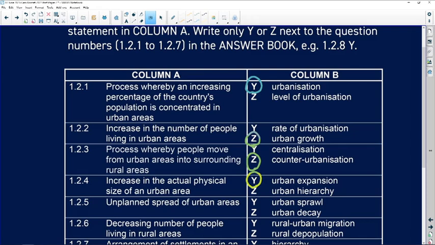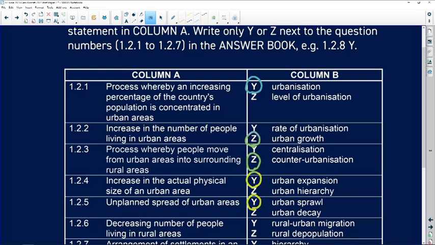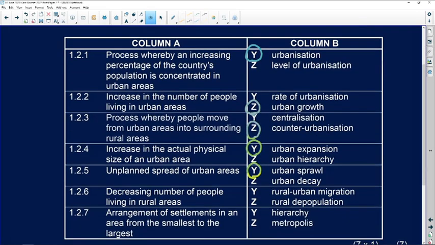Now question 1.2.5, the unplanned spread of urban areas. That answer is urban sprawl. Now, this happens when there's rapid movement of people from rural to urban areas. So it's not planned new suburbs. The urban area is physically getting bigger, but it's unplanned, and that's known as urban sprawl. So for 1.2.5, the correct answer is Y.